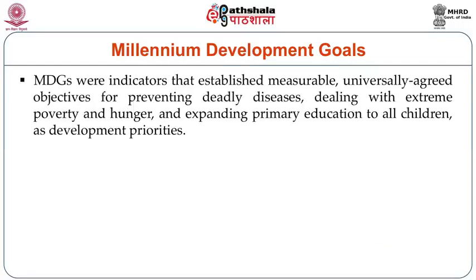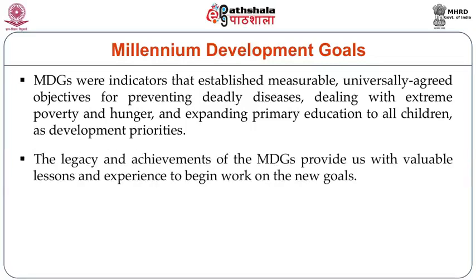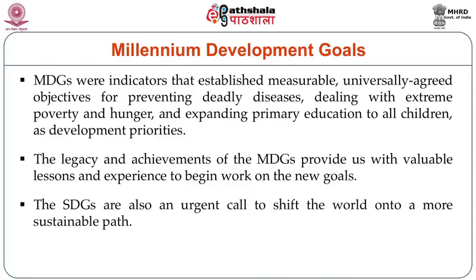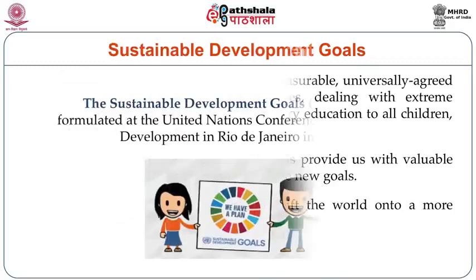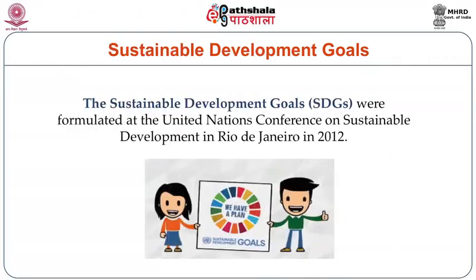So, Millennium Development Goals were indicators that establish measurable, universally agreed objectives for preventing deadly diseases, dealing with extreme poverty and hunger, and expanding primary education to all children as development priorities. The legacy and achievements of the Millennium Development Goals per se provide us with valuable lessons and experiences to begin work on the new goals. So, the Sustainable Development Goals are an urgent call to shift the world onto a more sustainable path. Now, we would be basically covering the Sustainable Development Goals.